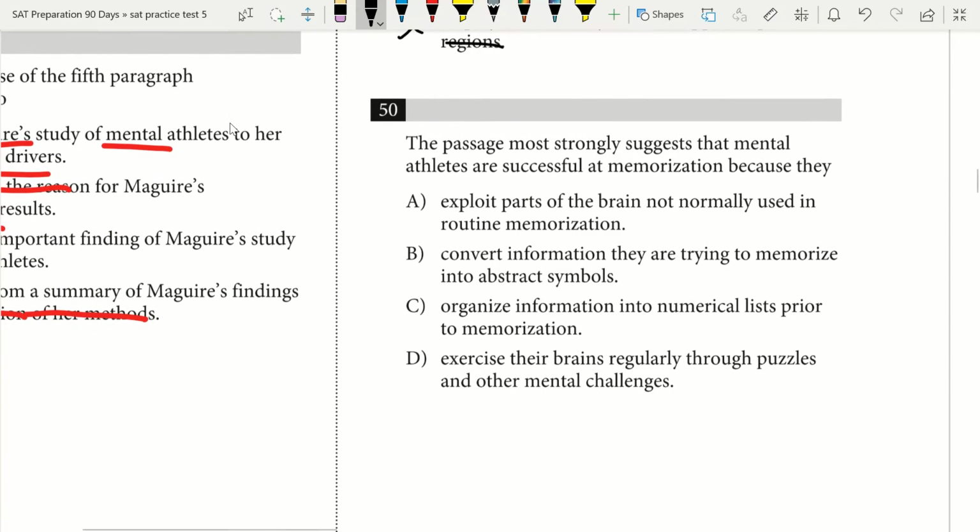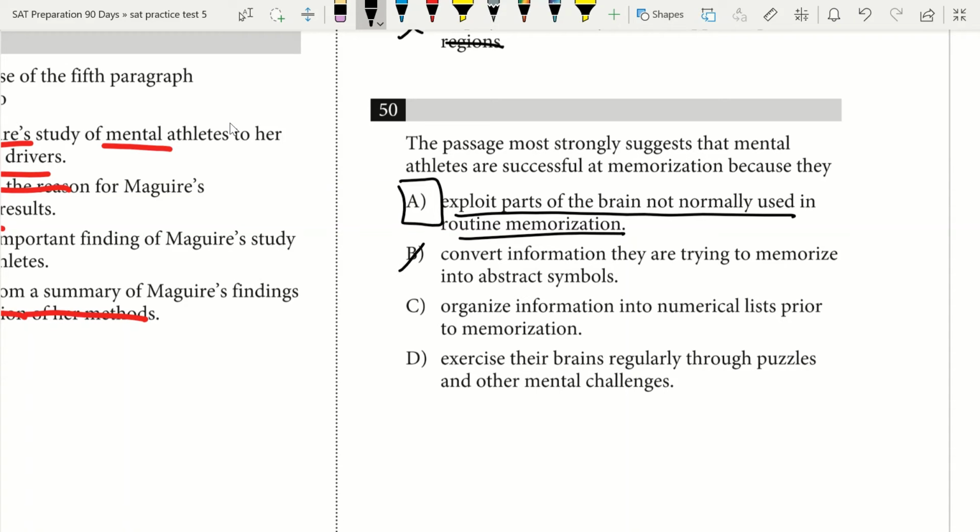Now we got 50. The passage most strongly suggests that mental athletes are successful at memorization because they do what? Well, that's going to be using the part of the brain that converts things into images. So if we take a look at what our answer choices are, we'll just start with A. We have exploit parts of the brain normally not used in routine memorization. Yes, they're using that part of the brain that uses images, right, that the London cabbie drivers use, rather than just the sort of language parts of the brain.